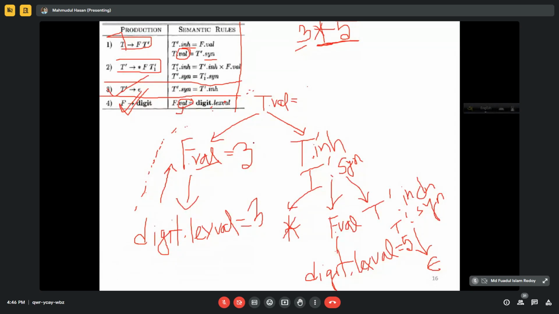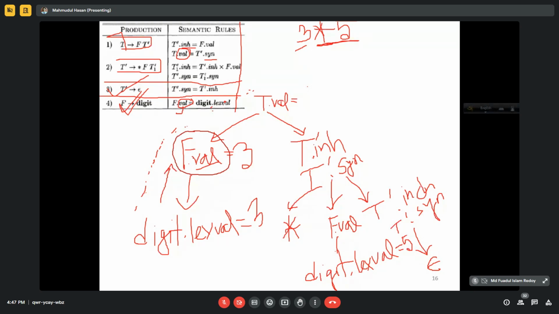Okay, so when you go back, you get this F value. Is F value synthesized or inherited? Synthesized. Look, with F there are two production rules: one is T to F T dash, another one is F to digit. One is related with the upper side, and another one is the lower side.